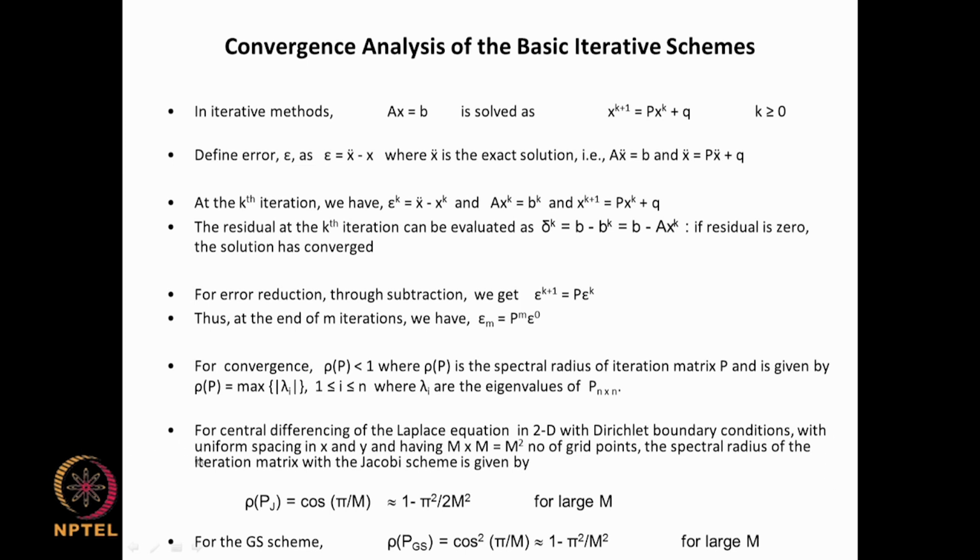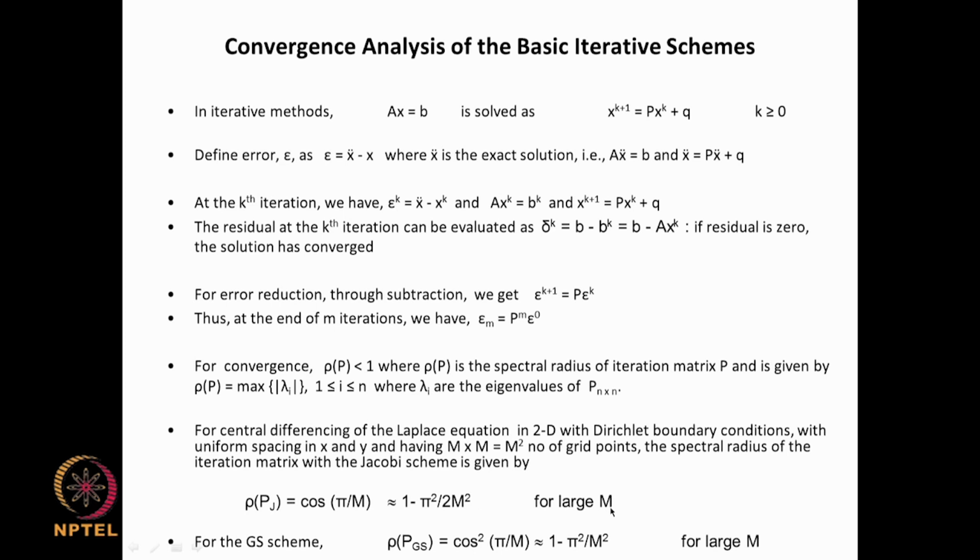So with uniform spacing in x and y and having m by m, that is m square number of grid points, we have in the x direction m grid points, and in the y direction again m grid points, so that we have a total number of m square grid points. The spectral radius of the iteration matrix with the Jacobi scheme is given by cosine pi by m, okay. That is roughly equal to 1 minus pi square by 2m square for large values of m.